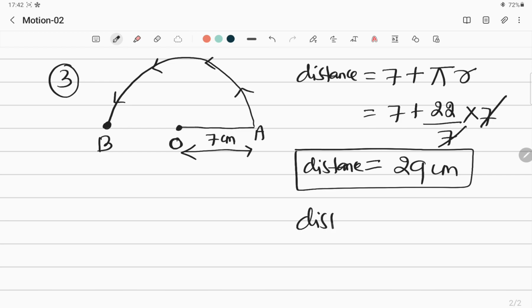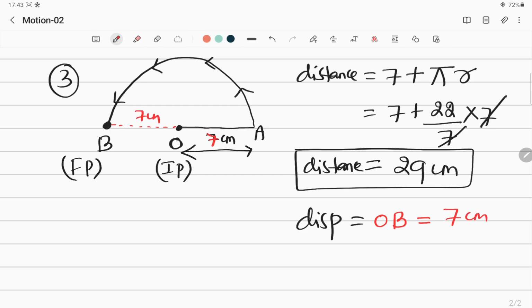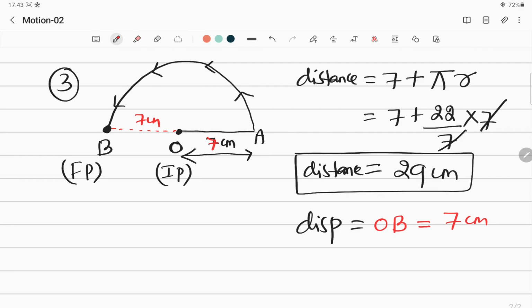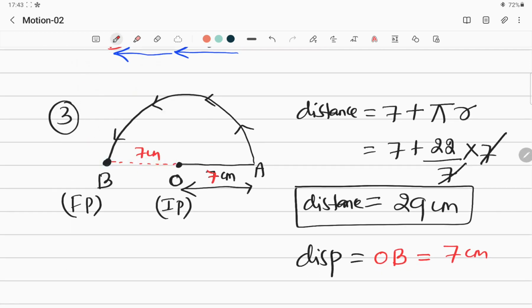Now, if we come to displacement, what will be the value of displacement? This is the initial position. What is the final position? He went here, and he took the turn and came back here. This is the final point, no? Look at this: this O is the initial position, and this B is the final position. This distance OB is the displacement. So displacement is nothing but OB. If this is 7 centimeter, this is also 7 centimeter. So displacement is going to be 7 centimeter. This is how you need to look for distance and displacement.